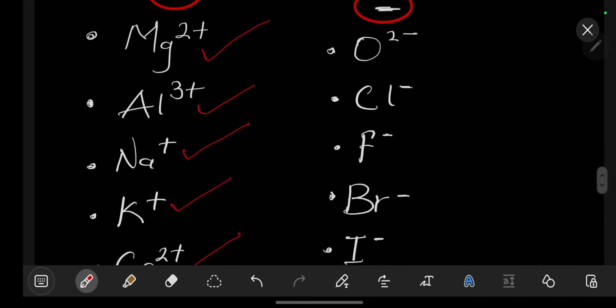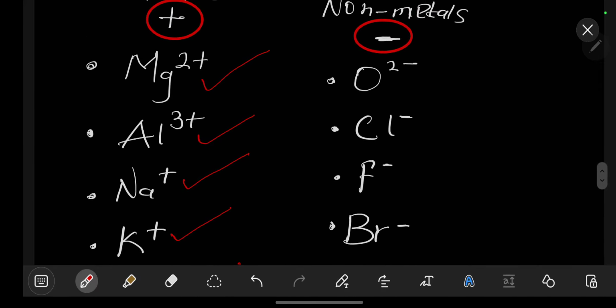Now, this only applies for the elements that are between group 1, 2, 3. So it means from group 4 and above, it's a different rule, alright? It is not entirely conventional.